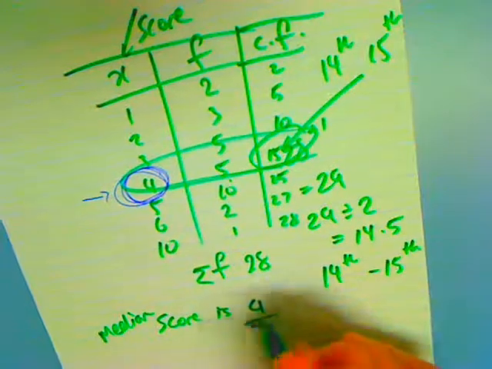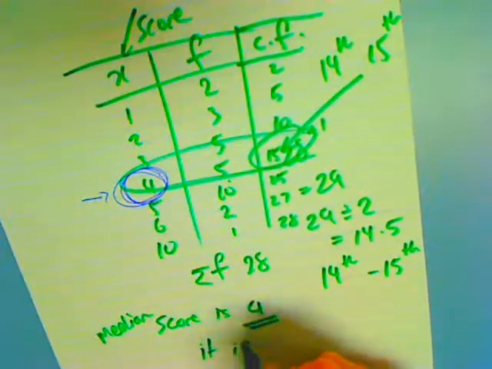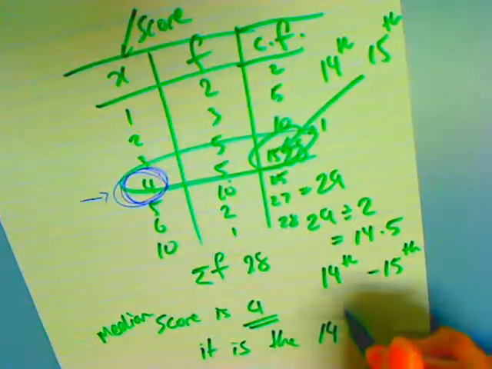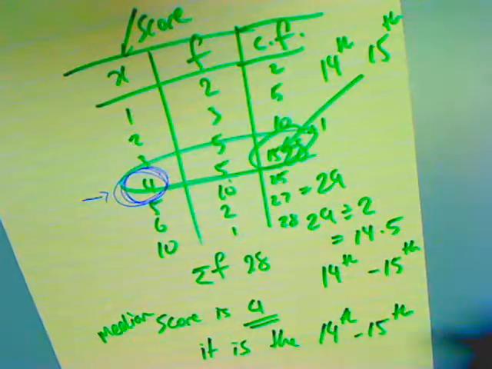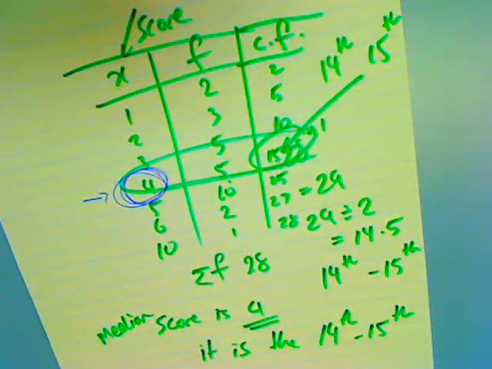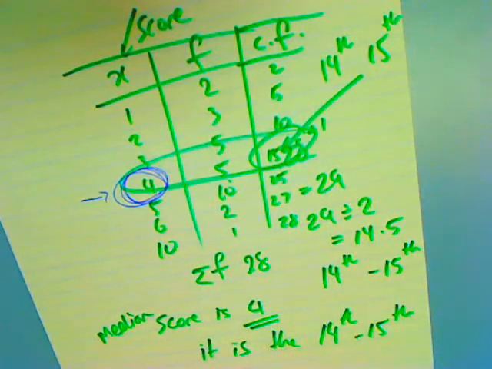Median score is 4. Okay, it is the 14th, 15th in the set. Alright? Okay, that's it.